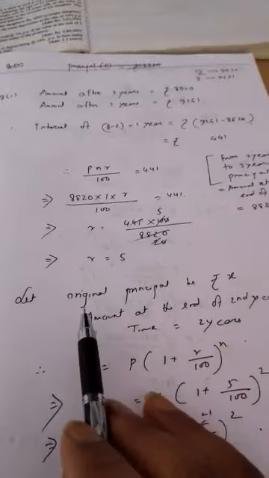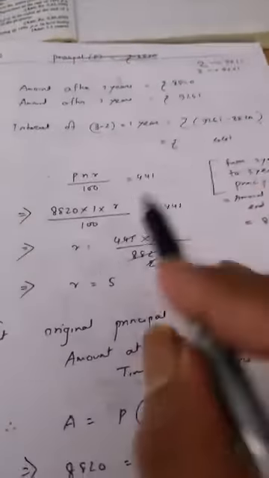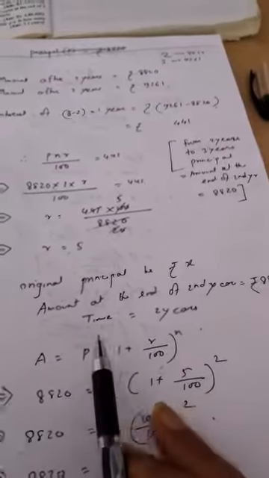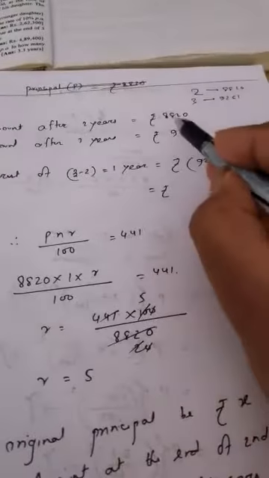You have to find the original principal. So say now it becomes easy. Let the original principal be X. After 2 years, you have the amount 8820. Amount is 8820. Time is what? 2 years. 8820 is the amount after 2 years. So time is 2 years.